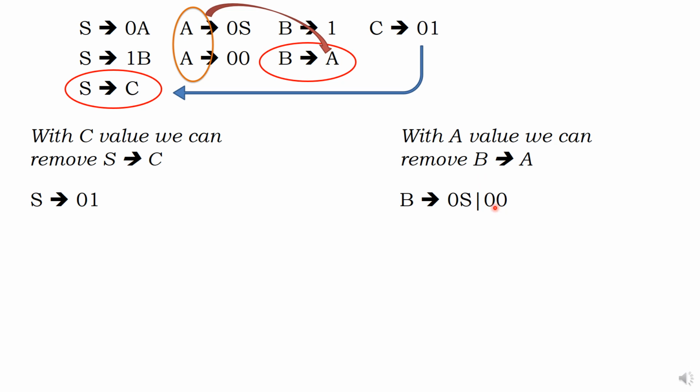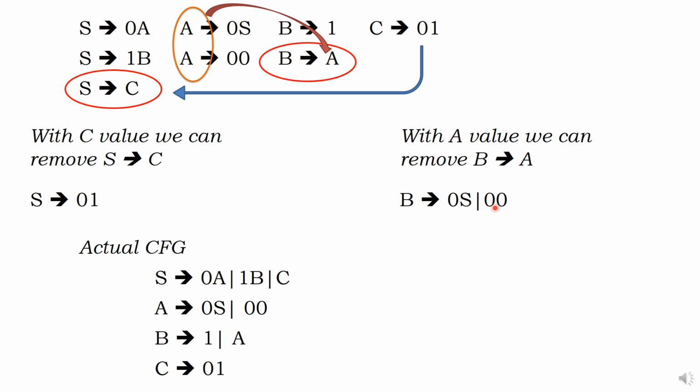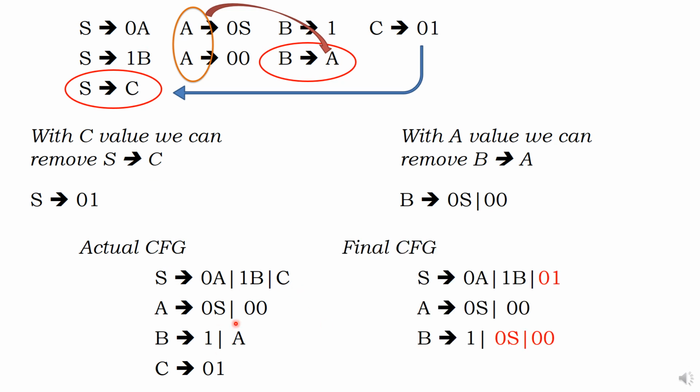Ready? Now, let us rewrite the rules. Now, what is the rule? This is the actual rule I am having. Once you substitute, S equals 0A, 1B, and after substituting C, 0, 1. I made it in red color. A equal to 0S, A equal to 0, 0. Ready? B equal to 1, B equal to, after substitution, 0S, 0, 0. Ready? C equal to 0, 1, not required.